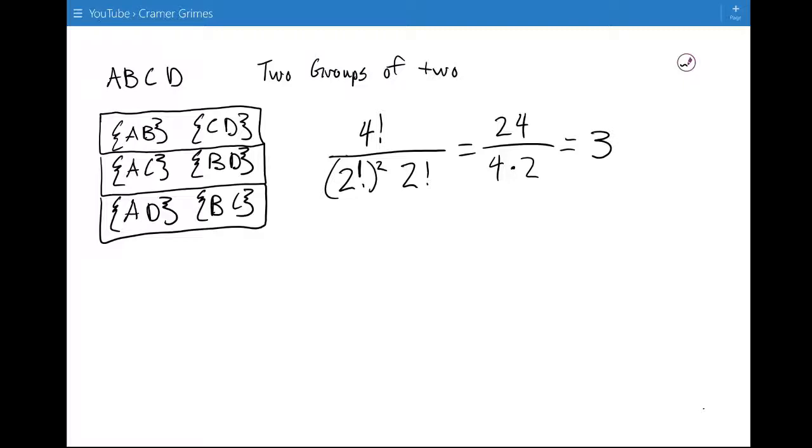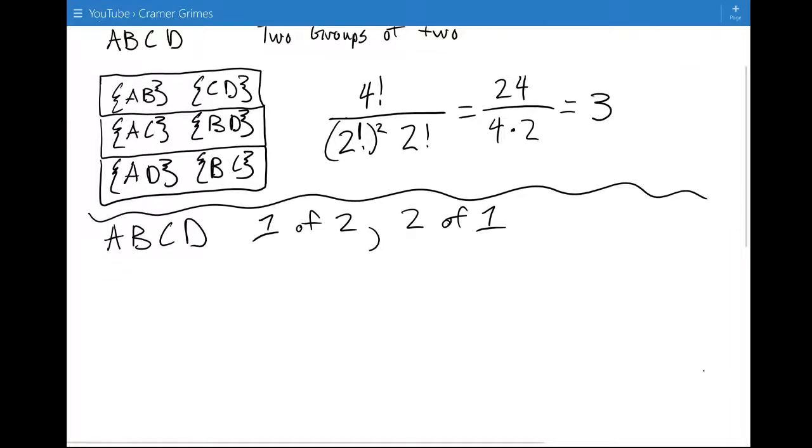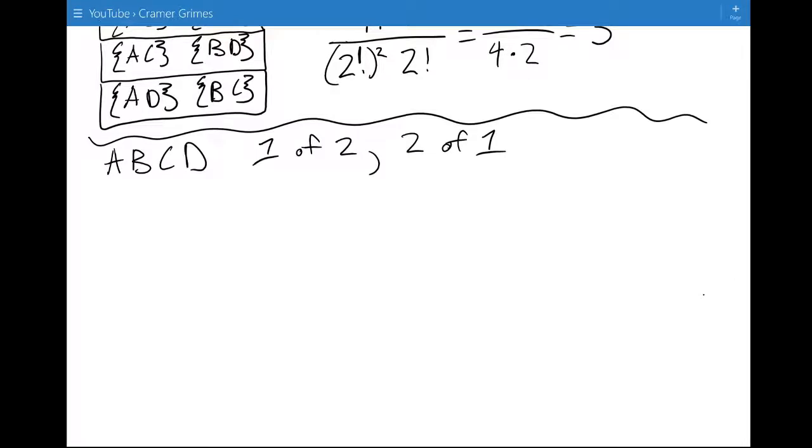Now what I want to do is do the same thing here. I'm going to be partitioning off A, B, C, D, and I want one group of 2, and then I want 2 of just 1. Okay? I'm going to list them all out, and then I'm going to try to come up with a formula. I'm going to show you maybe the right way to do the formula and maybe the wrong way to do the formula. So first, let's just list them all out.